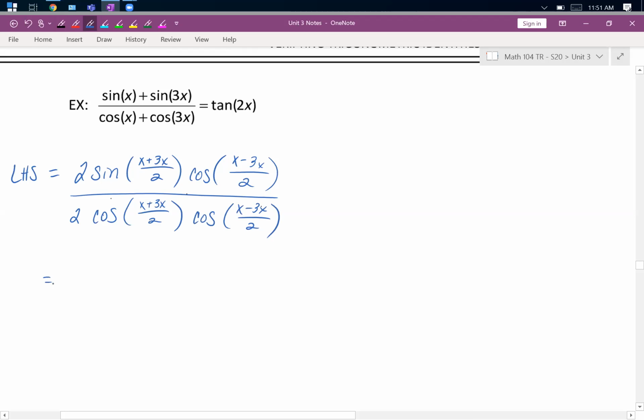Suggestions on what we should do with this? What formula did you use for the top? The top sum to product identity: sine of a plus sine of b equals 2 sine of a plus b over 2 cosine of a minus b over 2. Okay.